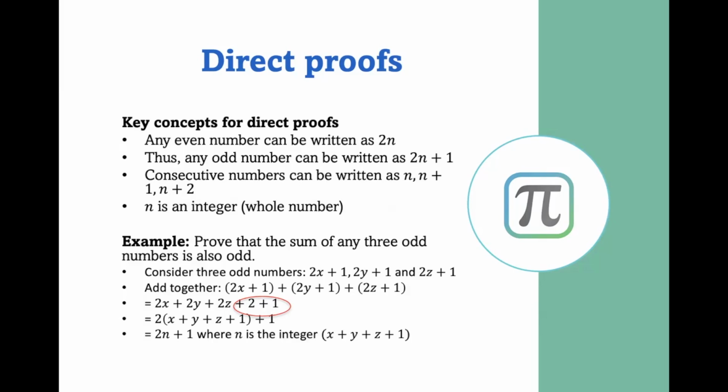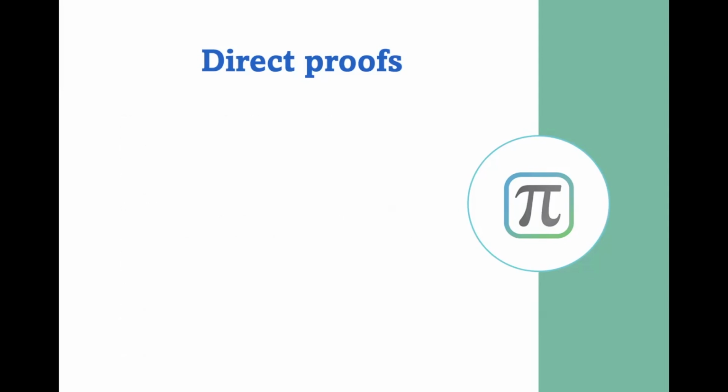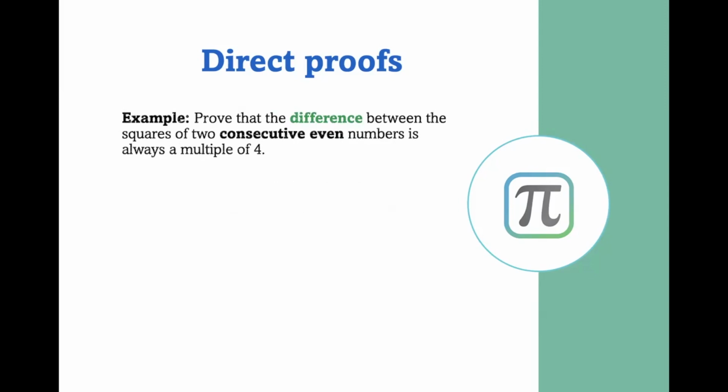And that means we have presented the result in the format 2n plus 1, where n is the integer x plus y plus z plus 1. And thus, we have shown that the sum of any three odd numbers is odd. Let's try another example of a direct proof.